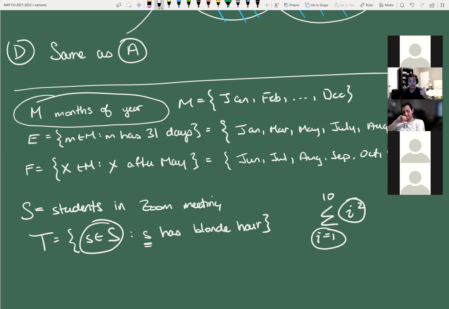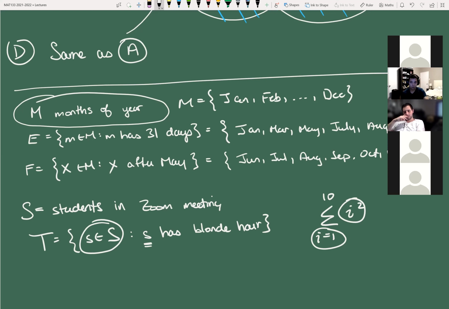But what I can do is individually check for each and every single one of you whether you're in this set. I would just say, do you have blonde hair? If the answer is yes, you're in T. And then I could check, do you have blonde hair? If the answer is no, then you're not in T, right? Does that make sense?